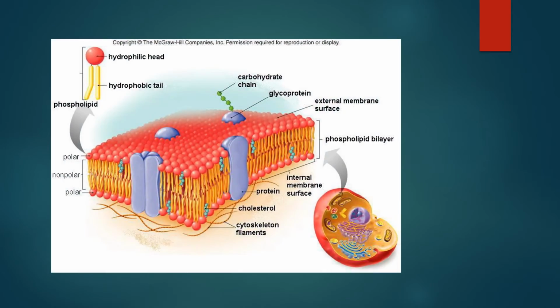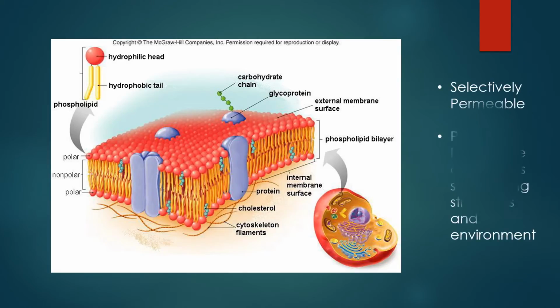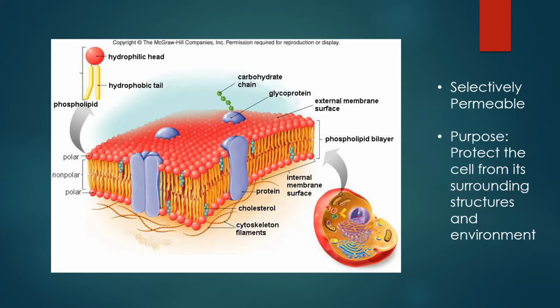The cell membrane, also known as the plasma membrane, is a membrane in all cells that separates the interior of the cell from its external environment. The membrane is selectively permeable to certain molecules such as ions or organic molecules and is in complete charge of the movement of molecules and substances going in and out of the cell. Its overall purpose is to protect the cell from its surrounding structures and environment.